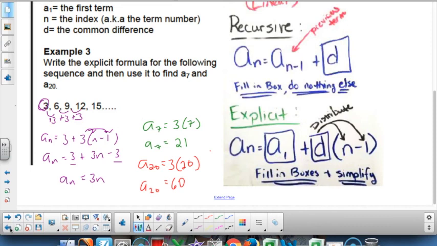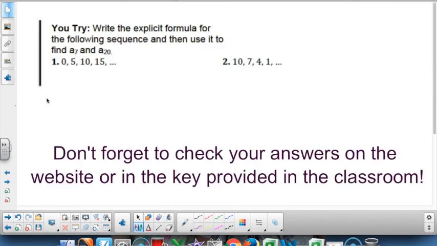All right, you guys go ahead and try a couple. Hopefully you'll see the usefulness of the explicit formula to find both the 7th term and the 20th term.